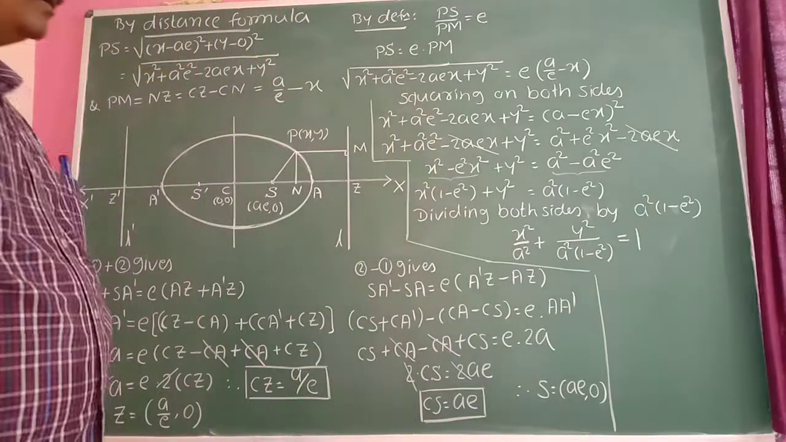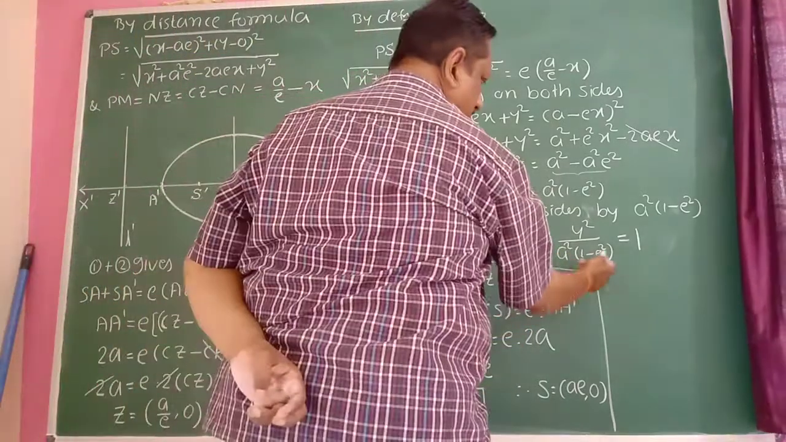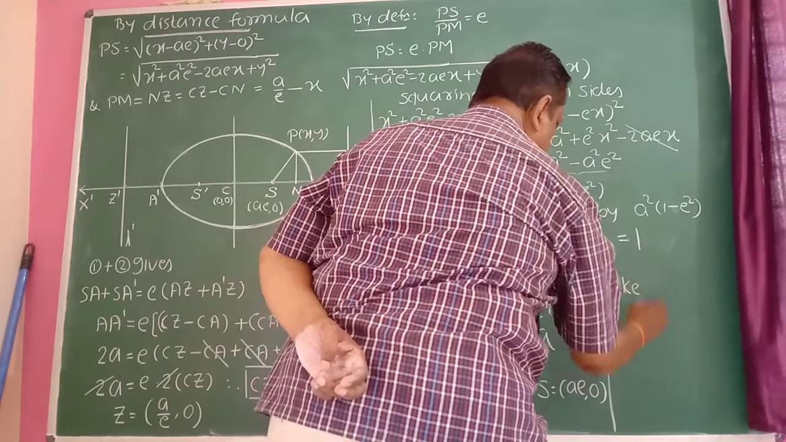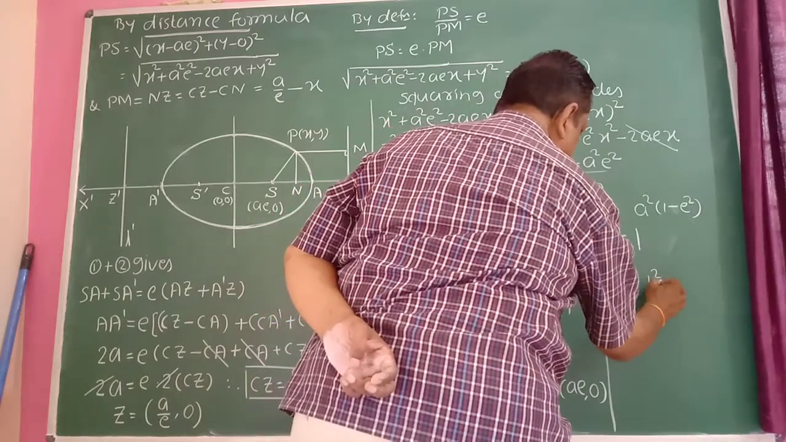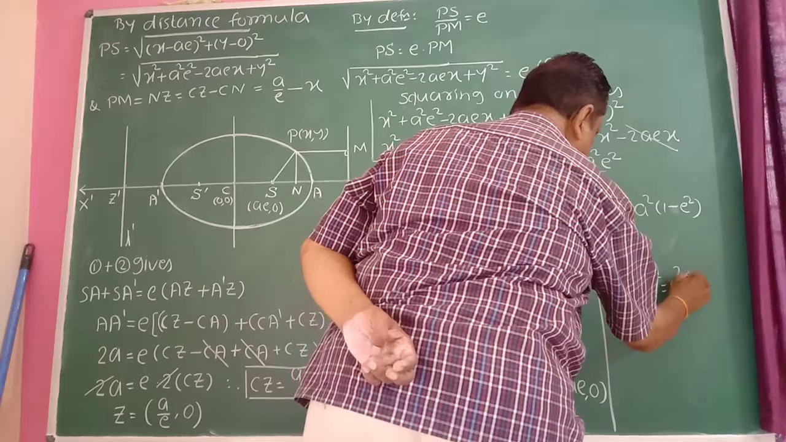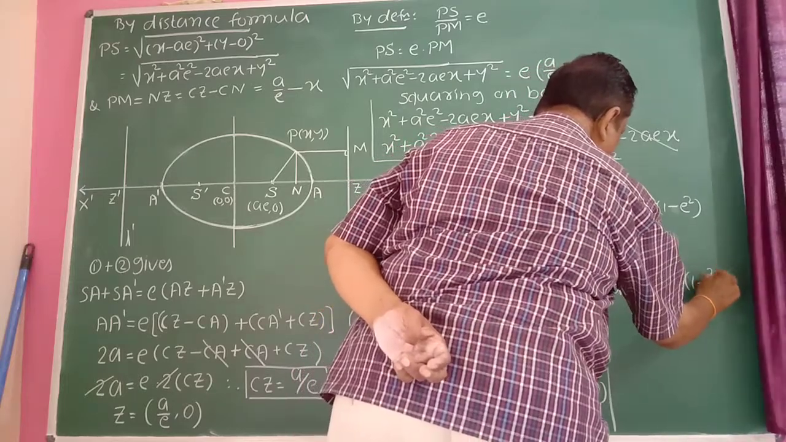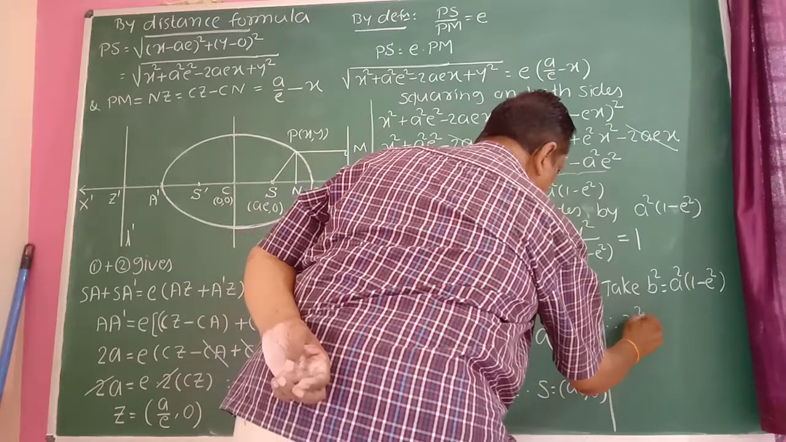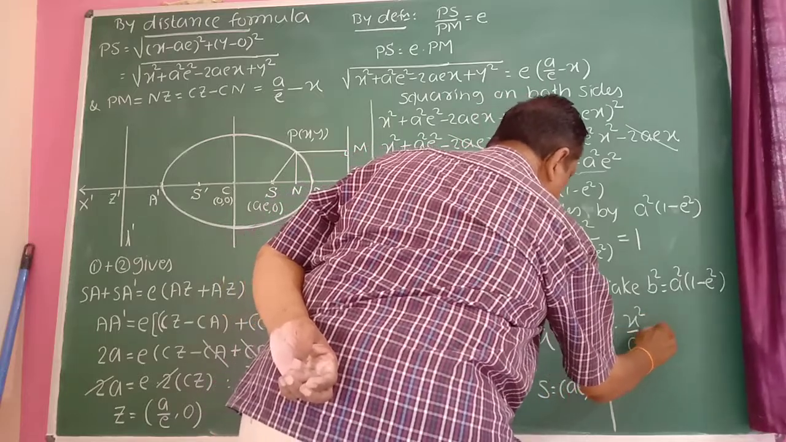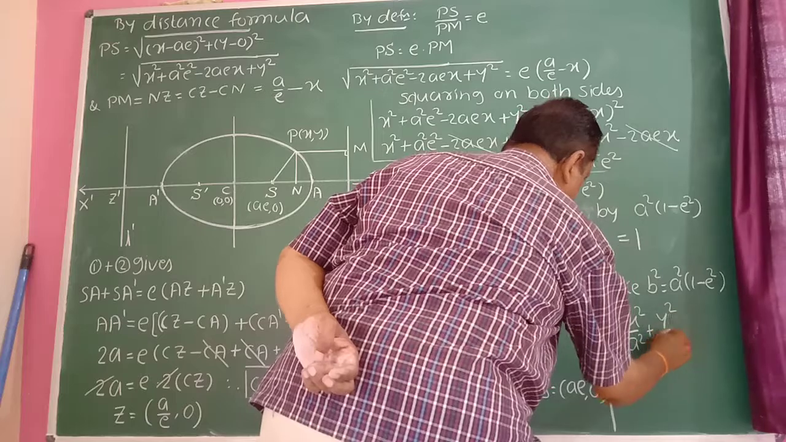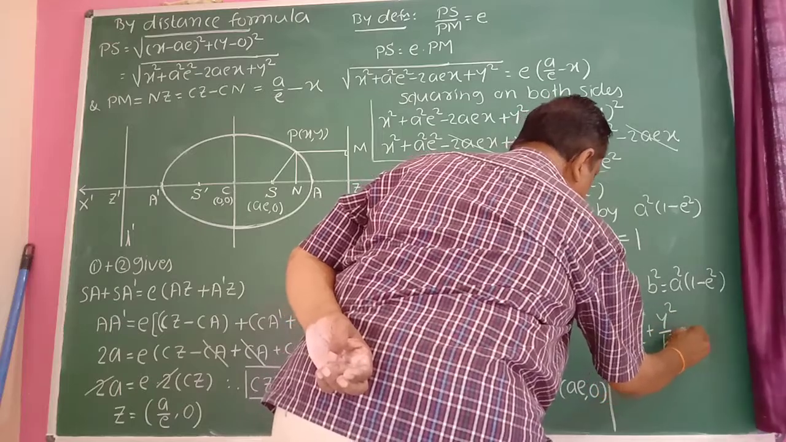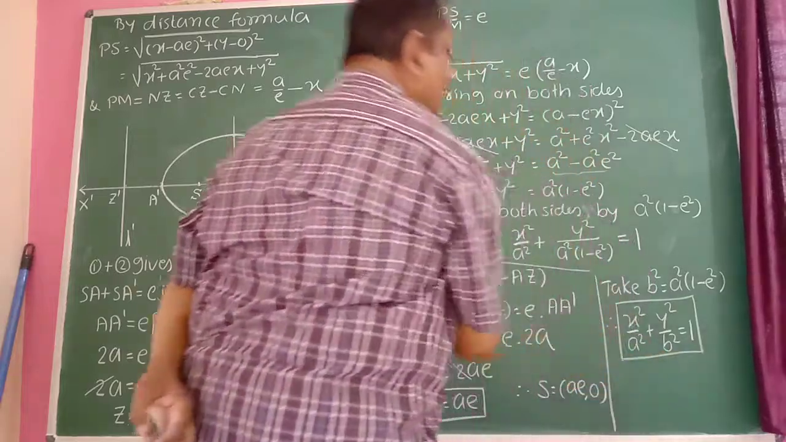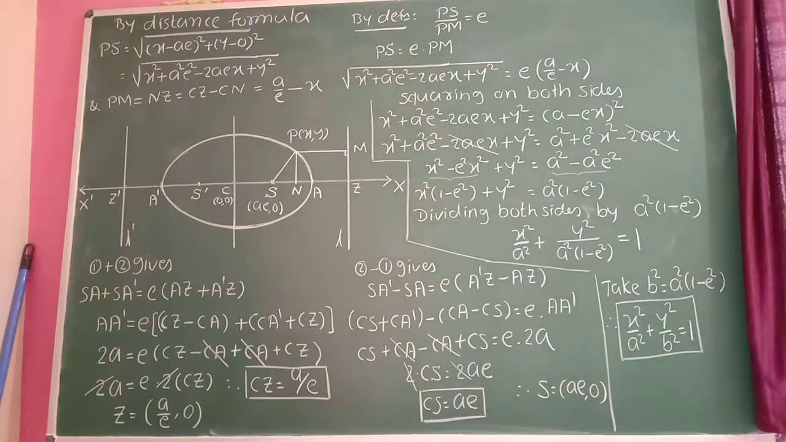Now take this term as b square. So b square is equal to a square into (1 minus e square). Therefore, x square divided by a square plus y square divided by b square is equal to 1. So this is the equation of the ellipse.